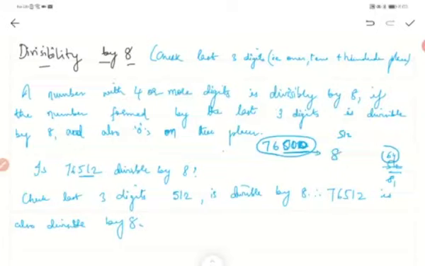Okay, just remember: for 2 you will check the units place, for 4 you will check the units and tens place, and for 8 it is the units, tens and hundreds place. Okay, easy to remember. Okay, let's move on to the number 9.